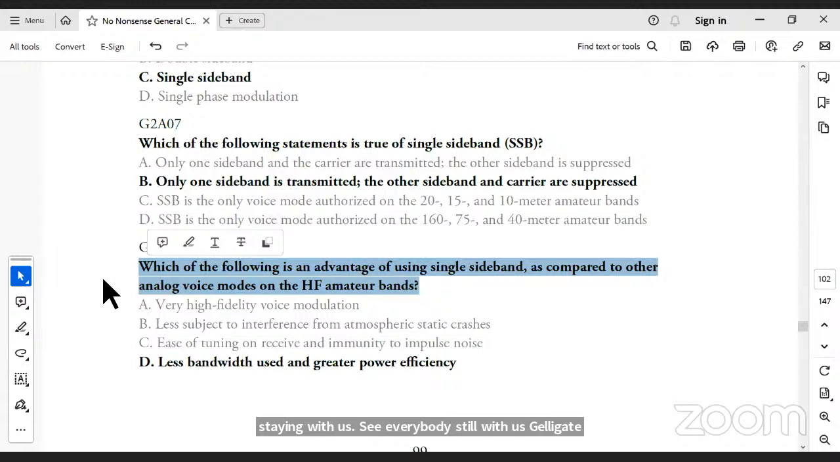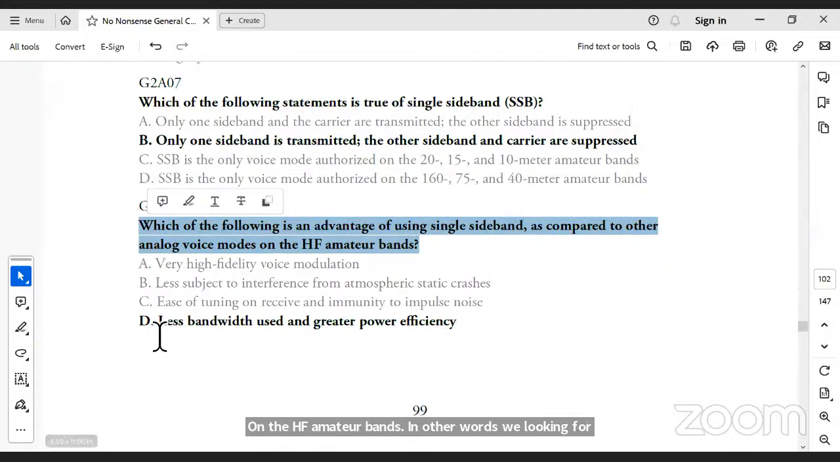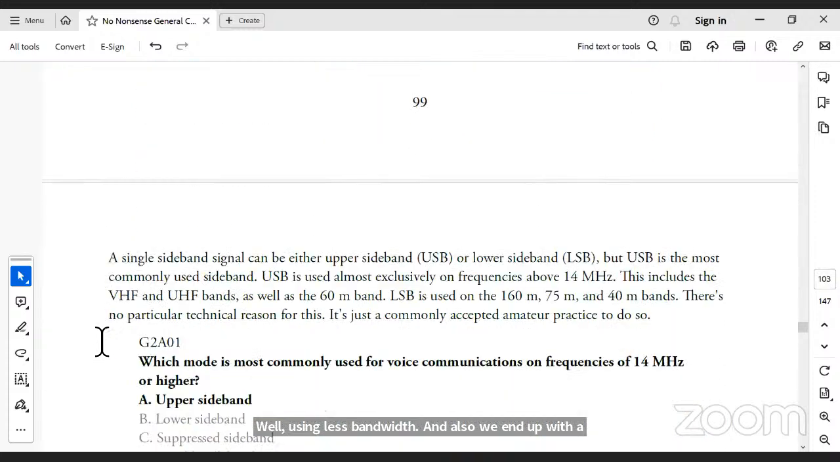Let's continue. Which of the following is an advantage of using single sideband as compared to other analog voice modes on the HF amateur bands? So let's dissect this question. Which of the following is an advantage using SSB or single sideband as opposed to other analog voice modes such as AM on the HF amateur bands? In other words, we're looking for the main advantage of SSB. Well, using less bandwidth, and also we end up with a greater power efficiency.